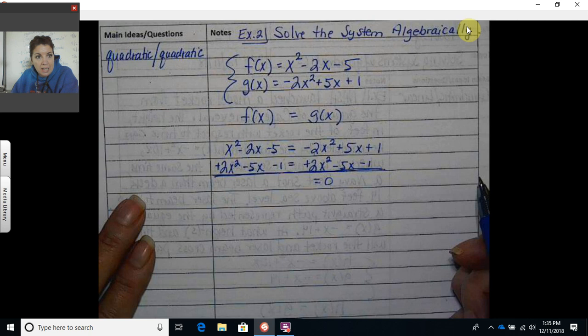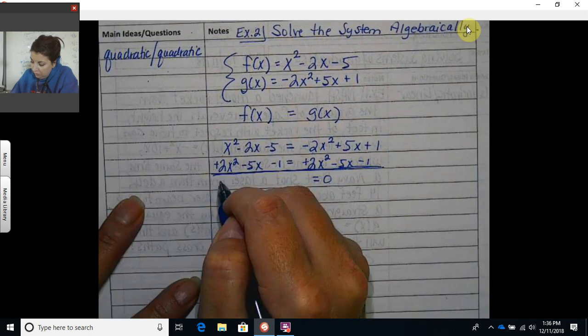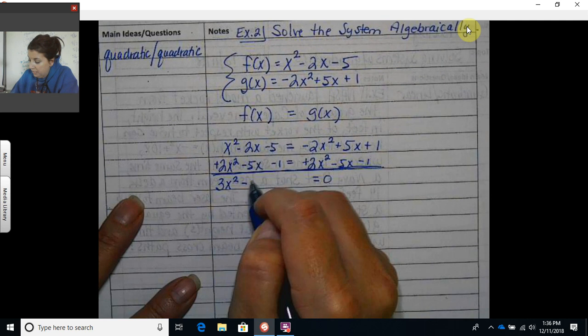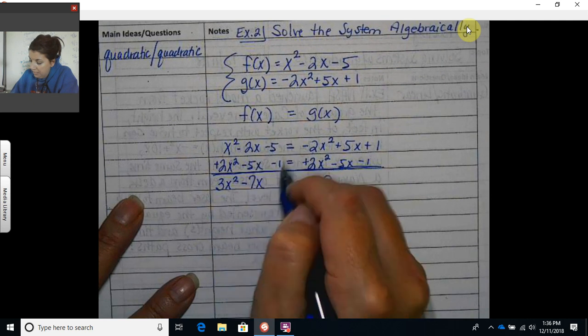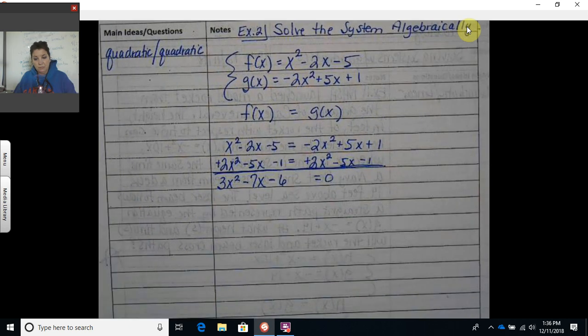I need to combine them. Positive x squared and 2x squared make what? 3x squared. Negative 2x minus 5x make, and it's negative, right? Negative 7x. Negative 5 and negative 1 make negative 6. All right, so I can try to factor. If not, quadratic formula or completing the square. Let me think in my head. I would need two numbers that multiply together to get negative 18, add to get negative 7. Is that possible? All right, let's factor, right? If not, complete the square, quadratic formula.